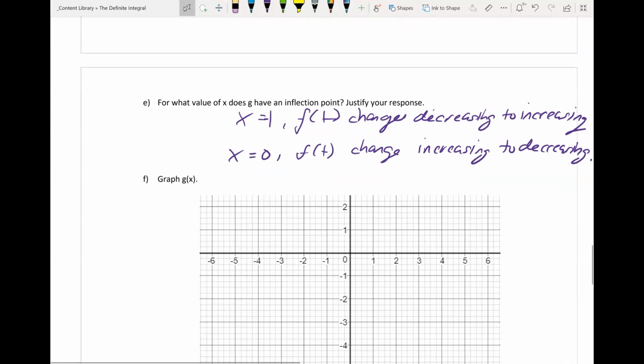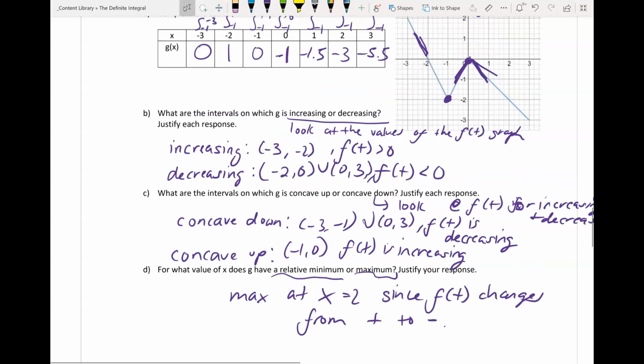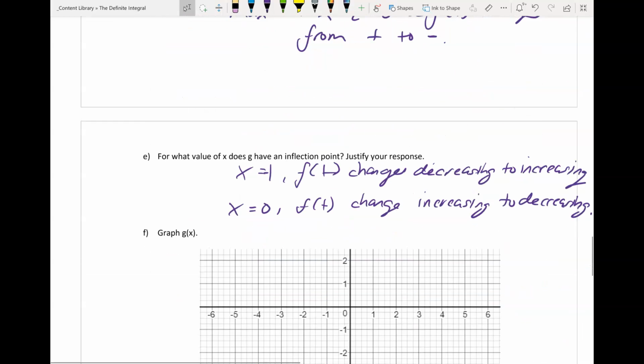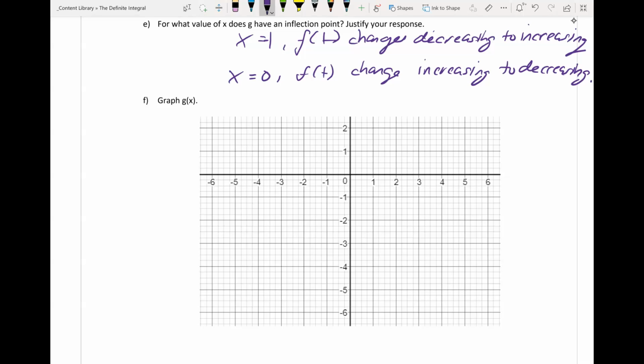Then the last thing we're going to do is graph g of x. We already found a table of values in A, so that's exactly what we're going to graph. So we point at -3, 0, at -2, 1, at -1, 0, 0, -1, 2, -3, and 3, -5.5. And then we can connect these. So that's kind of what g of x looks like.